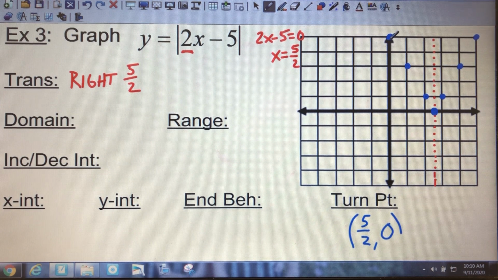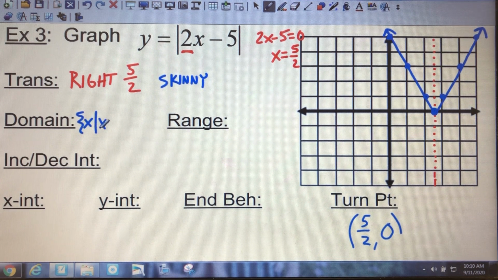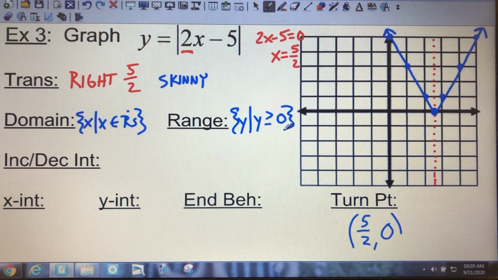Now, can you see how that graph is getting a little more narrow? It's getting a little skinny compared to the normal. Okay? So we do need to kind of refer to that in the transformation. So this, you know, that's a horizontal shrink from left to right. So for our purposes, we're just going to put skinny to help us out. But that is a transformation. You kind of need that in there. All right, your domain: X such that X is an element of all reals. The range: Y such that Y is greater than or equal to 0.